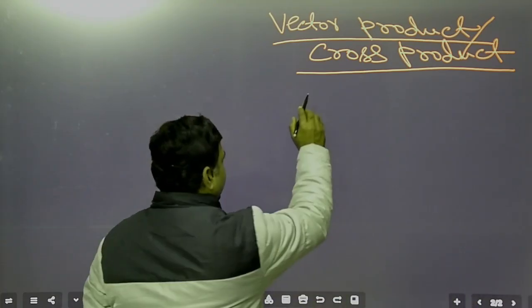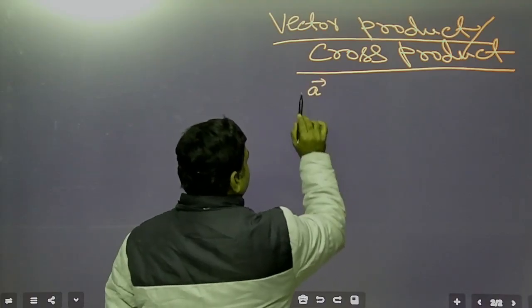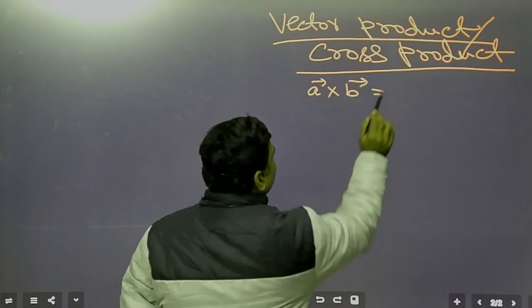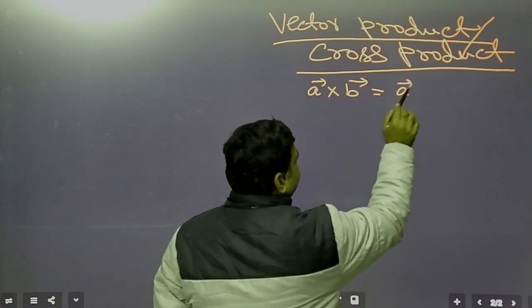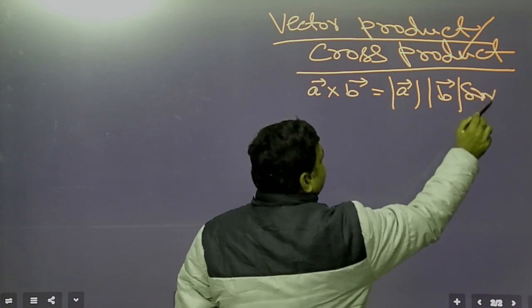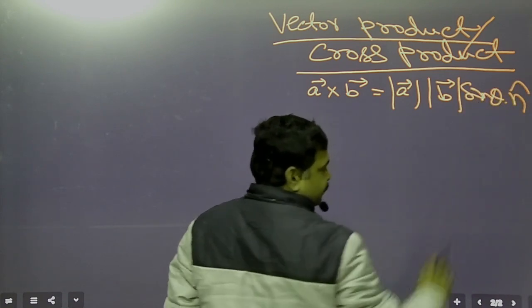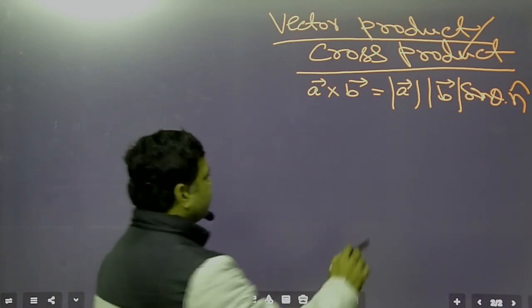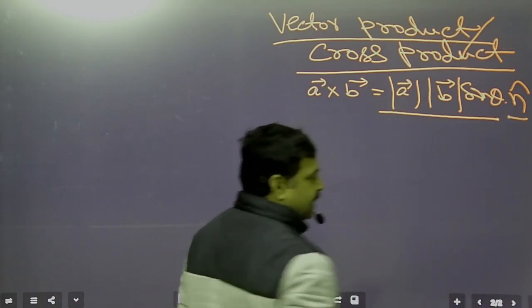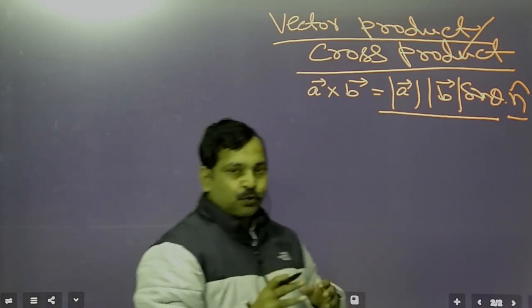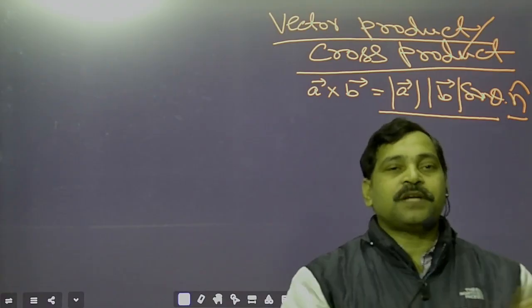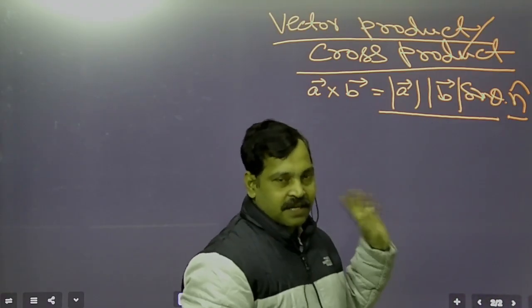So see here, suppose we have two vectors, A and B. A cross B will be equal to the magnitude of A, magnitude of B, sin theta, and n cap. This is the magnitude and this is the direction part. So if two vectors are given with the angle between them, then we can evaluate the cross product like this.